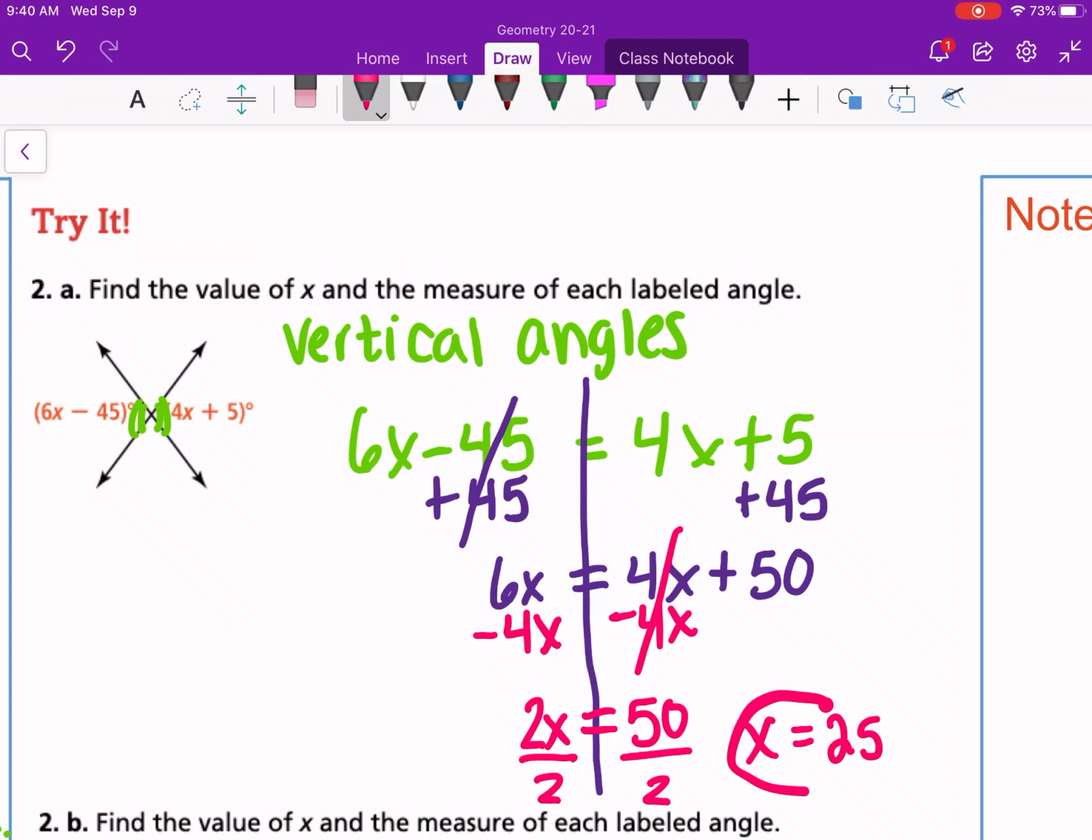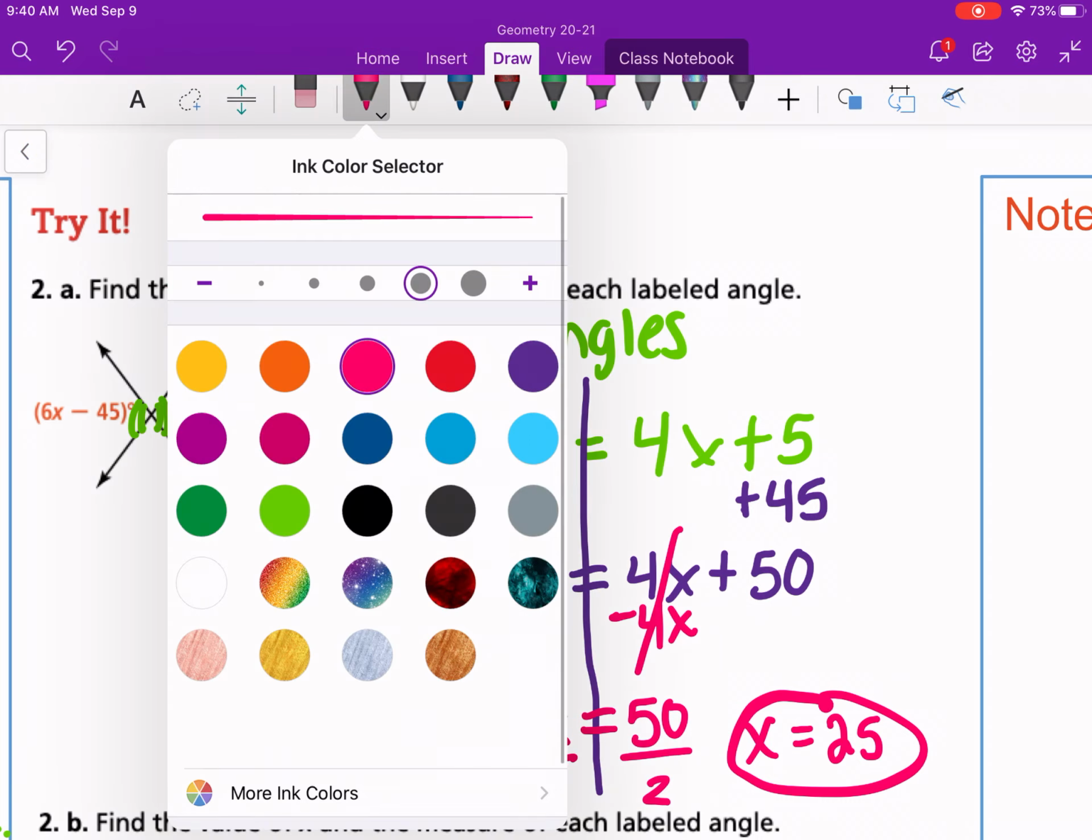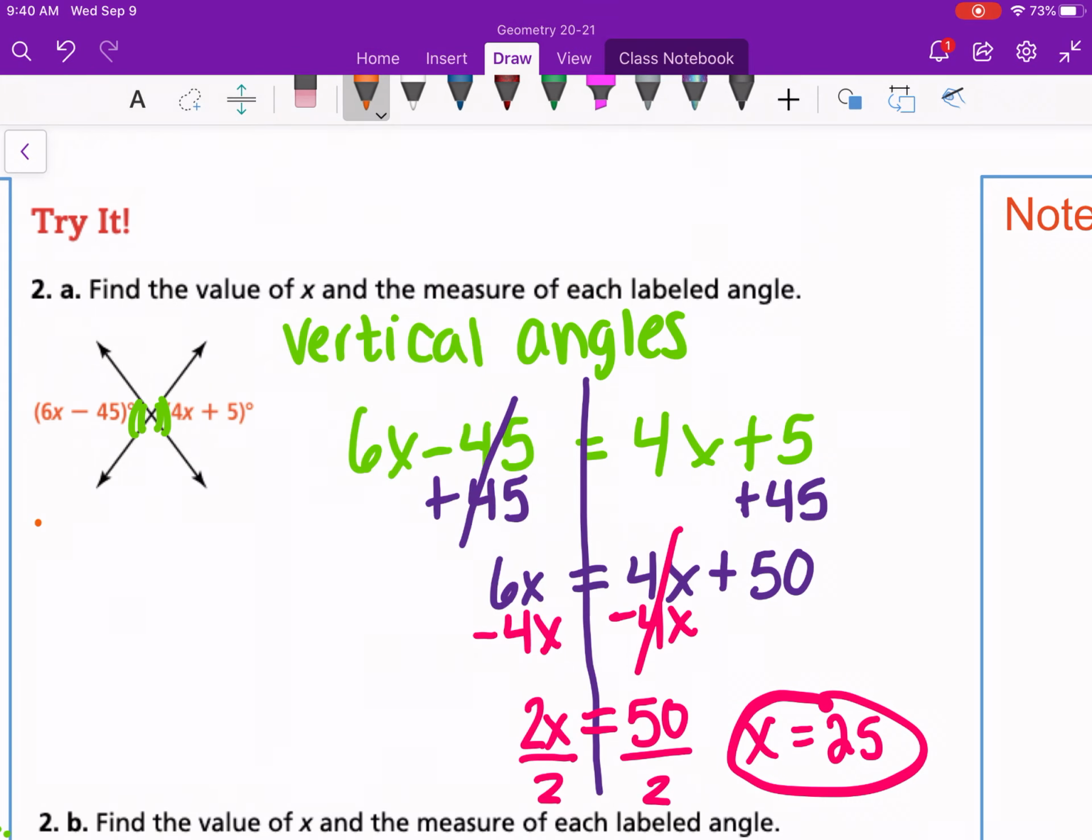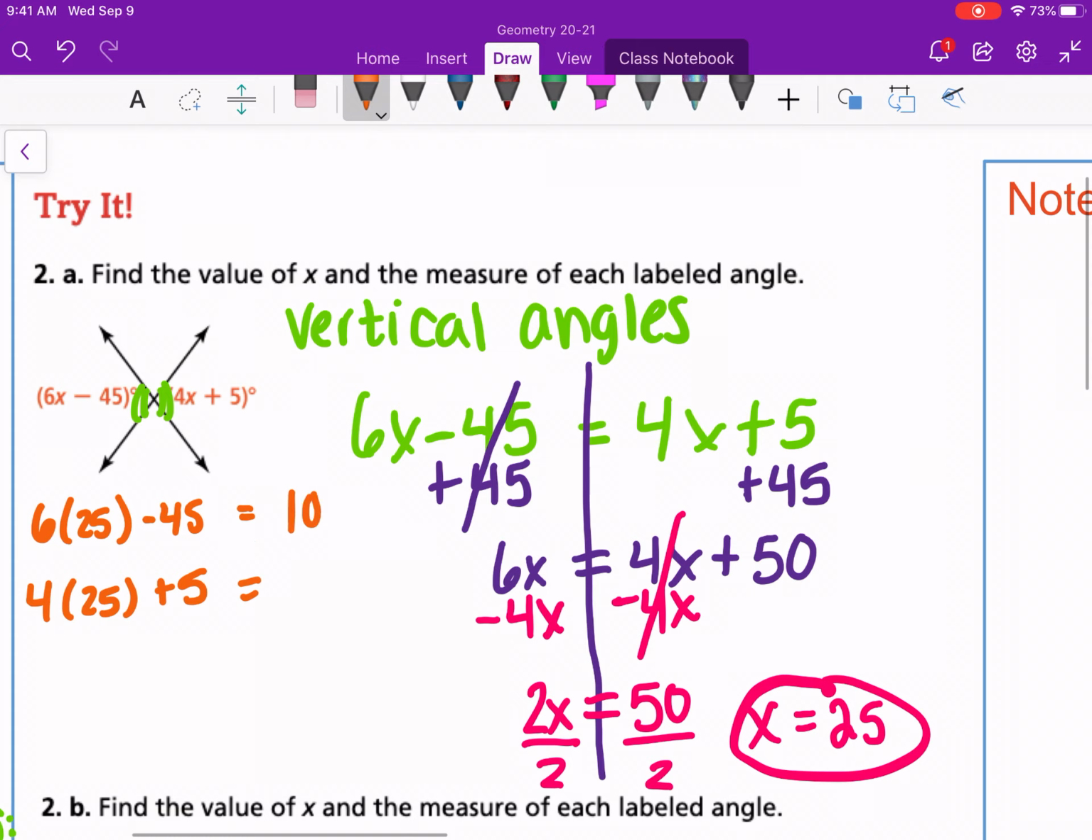So that was the first part of my problem. Now I've got to plug it in. So I'm going to plug in 6 times 25 minus 45. And I'm going to plug in 4 times 25 minus 45. Or sorry, plus 5. And so in both, I should get 105 since they are congruent angles.